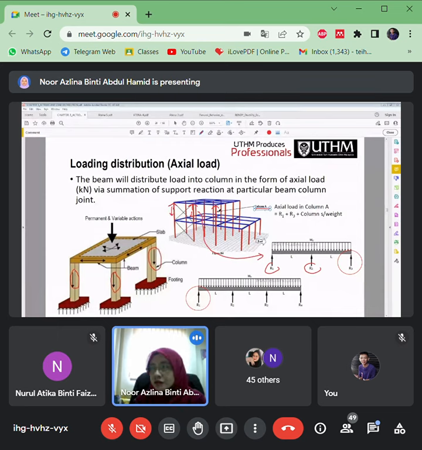So that means column A will support the load from R3 and also another one from the right side continuous beam that has three spans here. This is the three spans in the right direction of the continuous beam. So R1 will also apply its load to the column. So column A will support R3 and also R1. The same goes for other intersections here, depending on how many beams cross and are supported by that column.